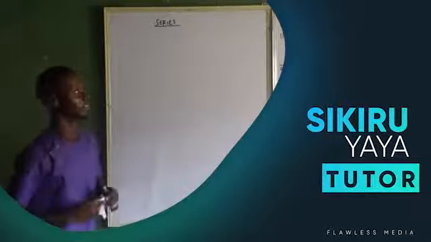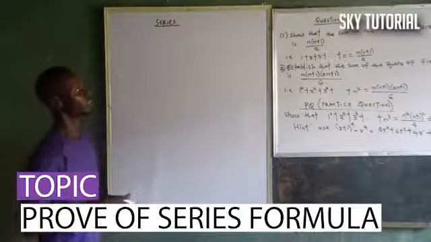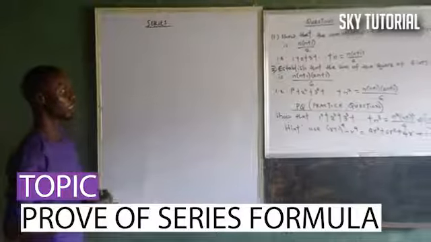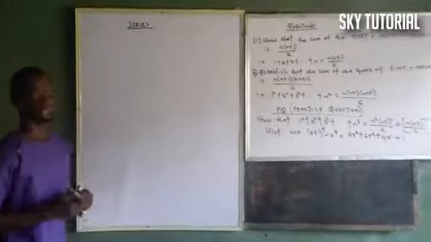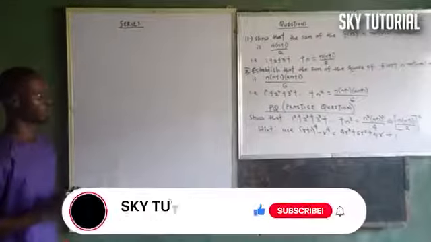Today we'll be looking at series. So we'll be looking at those questions there. The first question we have is to show that the sum of the first n natural numbers is n into bracket n plus 1, divided by 2.